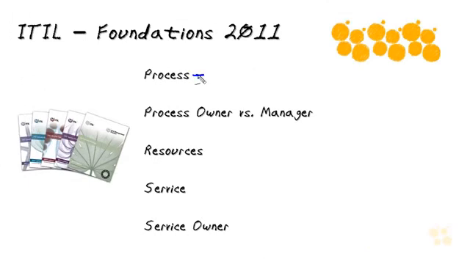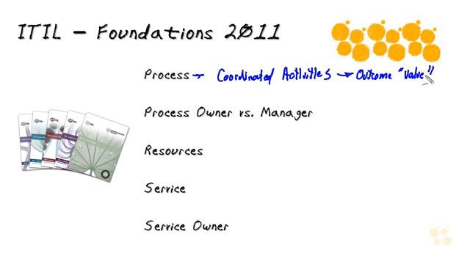Now, a process is basically some coordinated activities, and the whole goal is to produce an outcome that provides this term again. We always see it, value. We'll talk about warranty, and we're going to talk about utility and value and all those kind of things as well. But this is important for us to know.